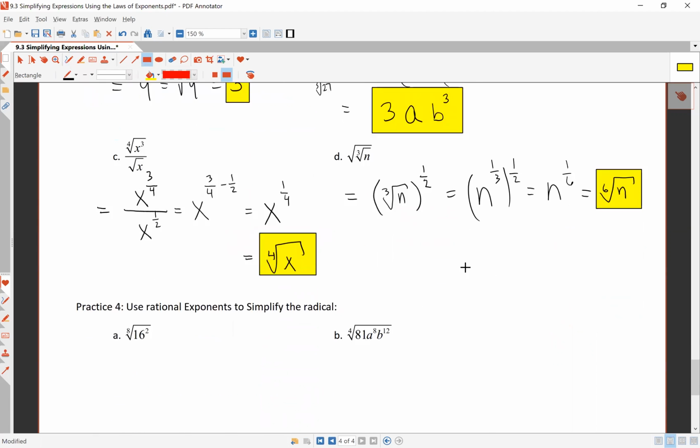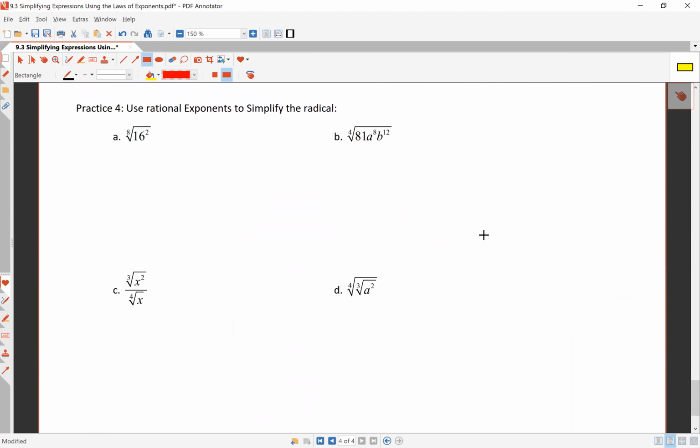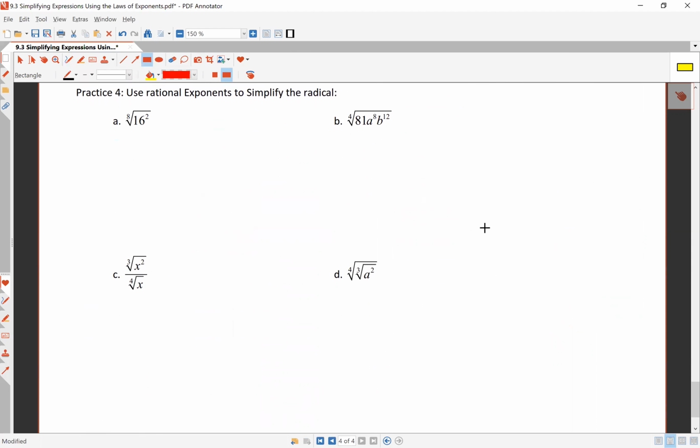This leads us to your practice problems. I encourage you to press pause on your video and work these out, and come back when you're ready to see the solution. Now that you've had a chance to work these out, I'll work these out with you.